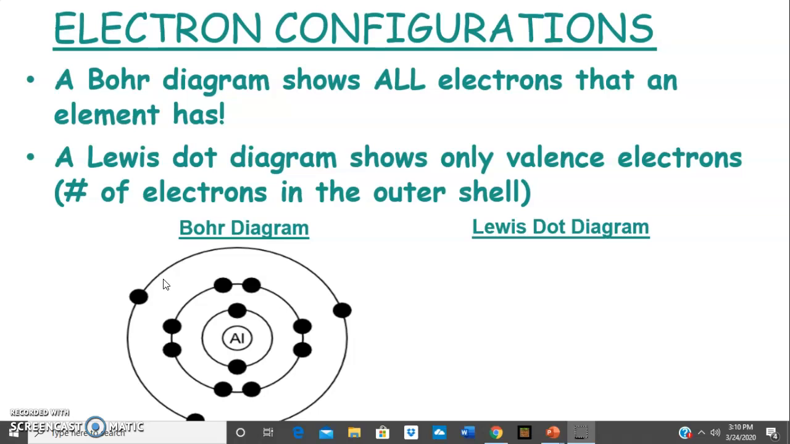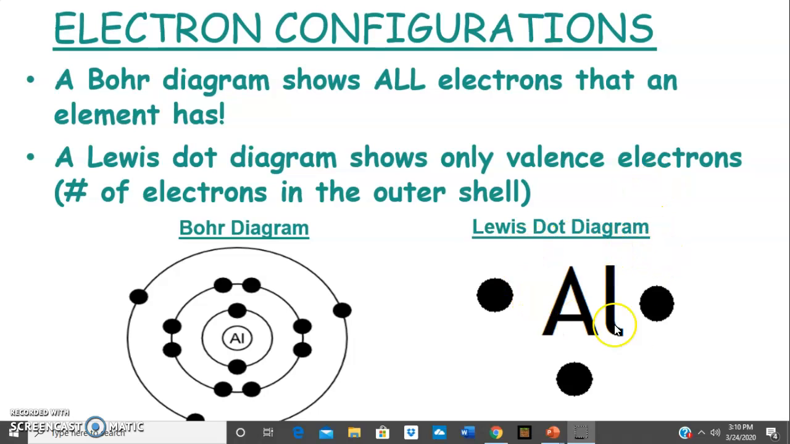Another way to set up an electron configuration is with a Lewis dot diagram, which only shows the number of electrons in the outer shell. So here's my Lewis dot diagram for aluminum. You can see here I only have 1, 2, 3 electrons. I have 3 valence electrons for aluminum. And I can see the same thing on my Bohr diagram. I can see I have 1, 2, 3 electrons. So my Bohr diagram gives me more information than my Lewis dot diagram does, but both are ways that we can use to show our electron configurations for given elements.